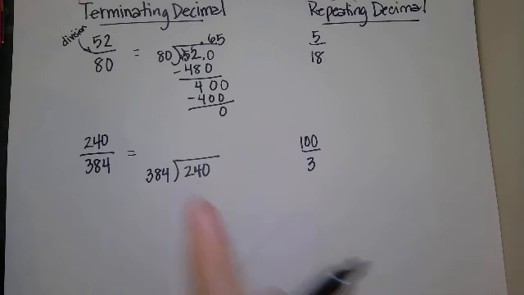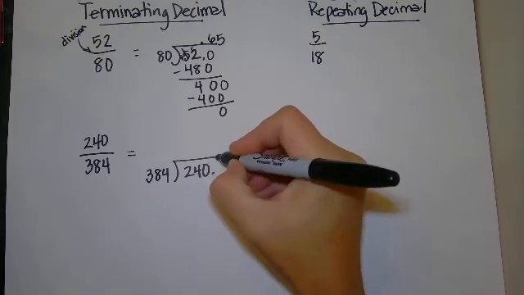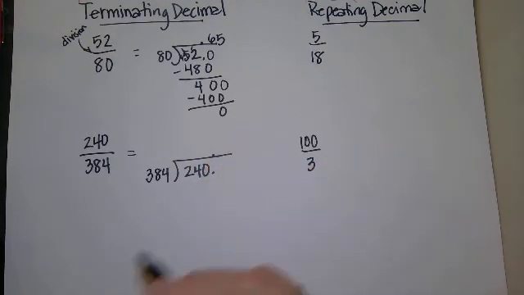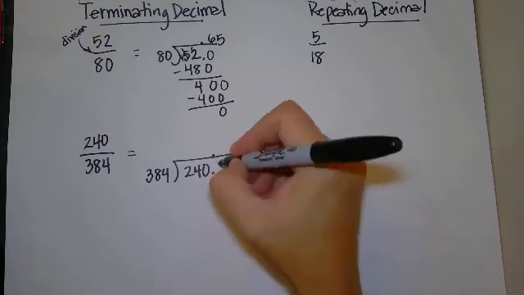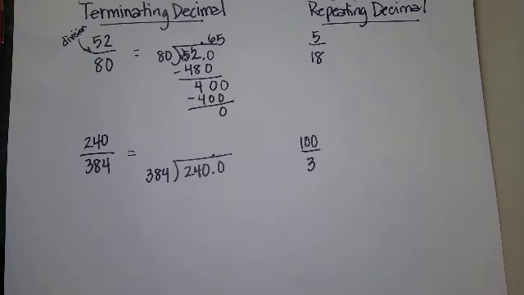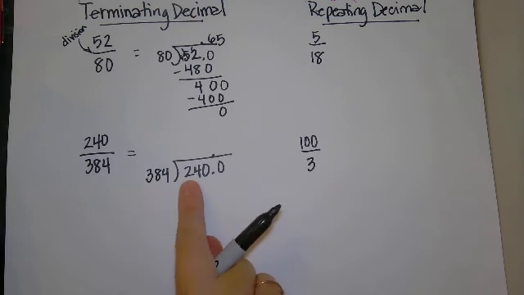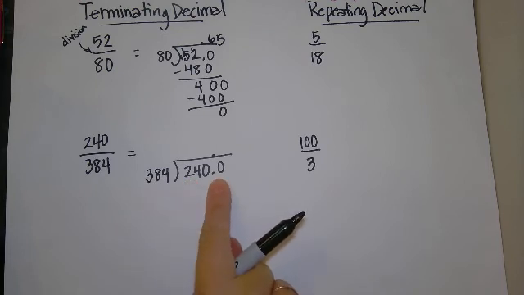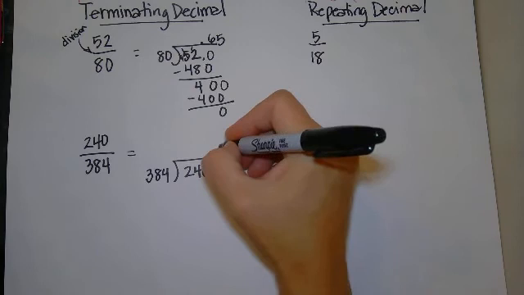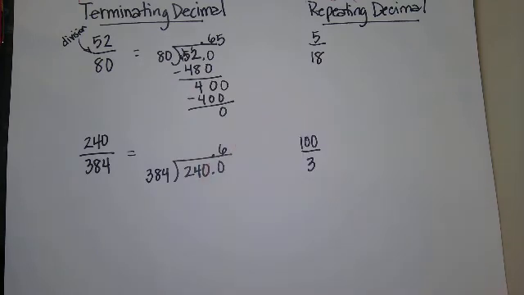And I know you're thinking, well, there aren't any groups. Well, that's right, because we're looking at a number that's less than 1 but greater than 0. So we're going to put a decimal after 240, add a 0, just like this. Now I'm looking at how many groups of 384 are in 2,400. And I can start with 6.